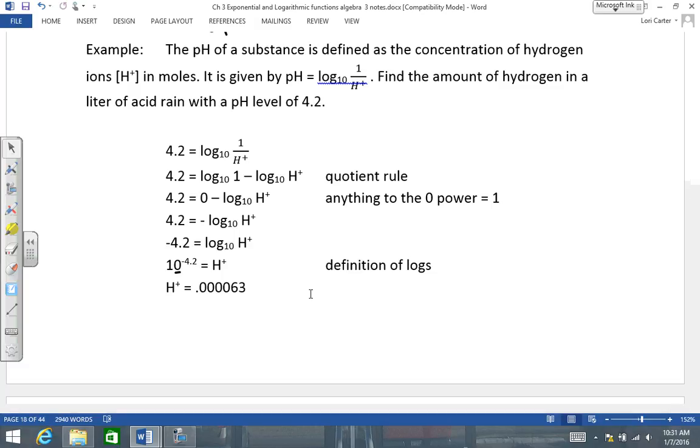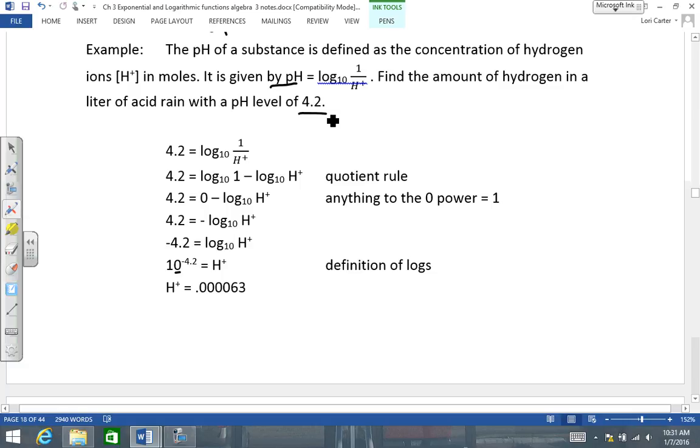Okay, we have a story problem. pH. Now, we have the concentration of hydrogen, given by pH equals log base 10 of 1 over hydrogen. Does the base truly matter in here? No. It is base 10 because that's what it truly is, but it could be any base when you're working a problem, so don't let that throw you. So now we have to rewrite that. The pH level is 4.2, so you're replacing the pH in the problem with 4.2.